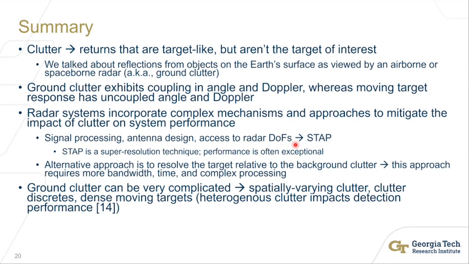I tried to just highlight that radar systems use some complex mechanisms and approaches to mitigate the impact of clutter on performance. We exploit the radar degrees of freedom. Depending on the source of interference, we would use different degrees of freedom. So for ground clutter, we use the spatial and slow time degrees of freedom. But for other interference problems, we would use different degrees of freedom. And I did suggest that STAP is a super resolution technique, which lets us build reasonable sized antennas and still see slow moving targets or targets impeded by side lobe clutter.